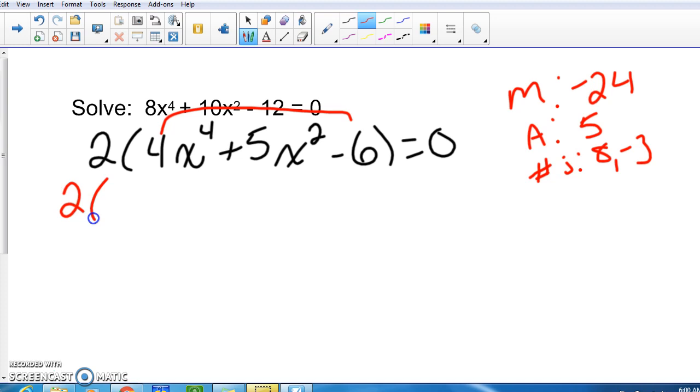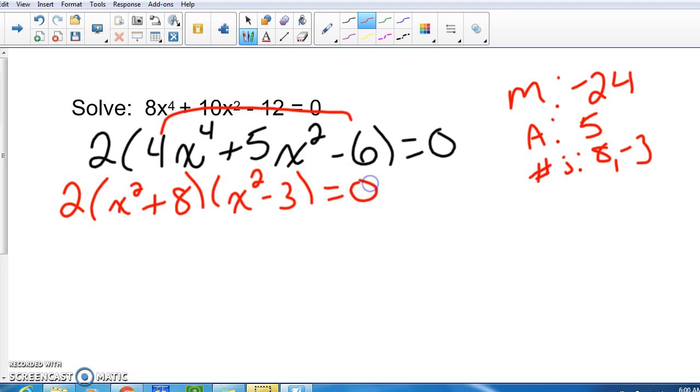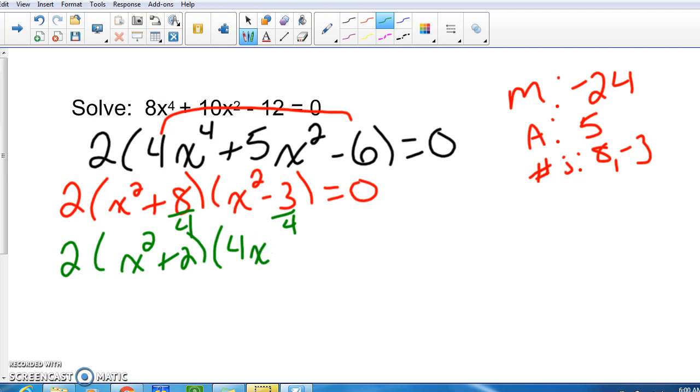So initially when I factor this, it looks like x squared plus 8 and x squared minus 3. Now, hopefully you realize we're not done yet because we have a lead coefficient. So we have to take that 4 and divide it out of everything. So really we have x squared plus 2 and 4x squared plus 3. Now, like we talked about yesterday, at this point, factoring's done. That's great. I still need to set everything equal to 0 and solve all these guys.